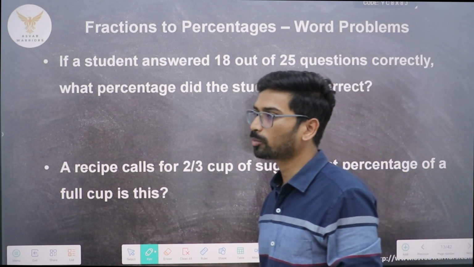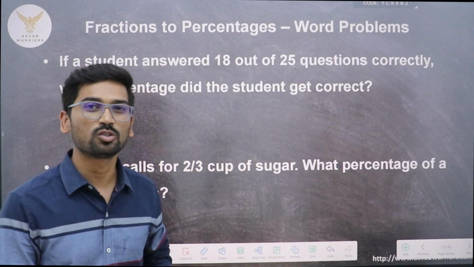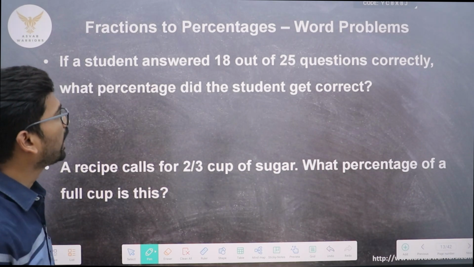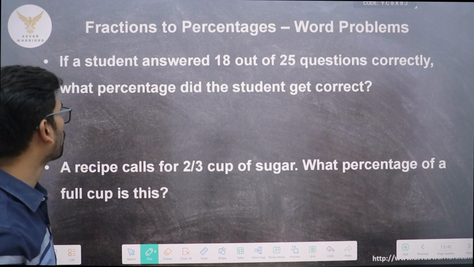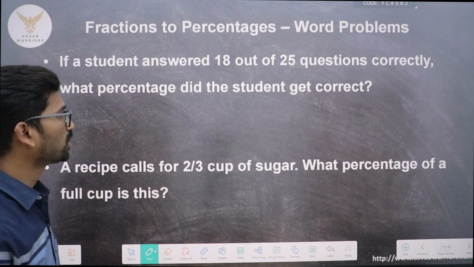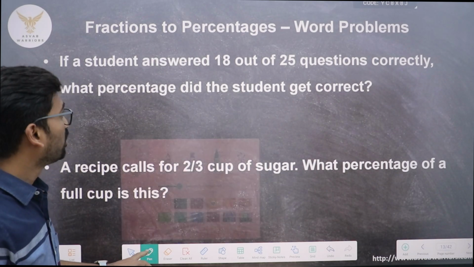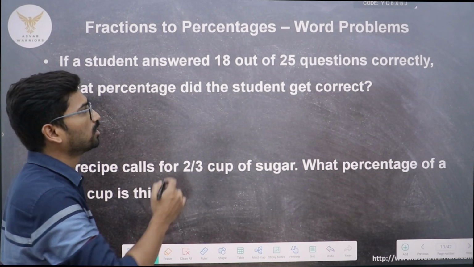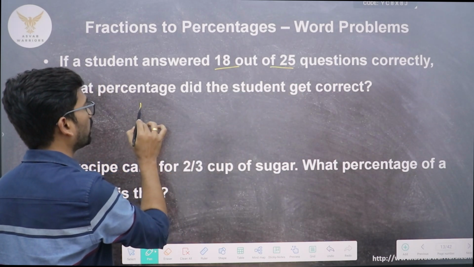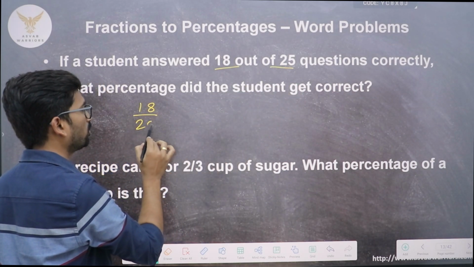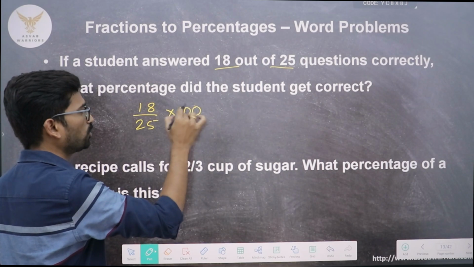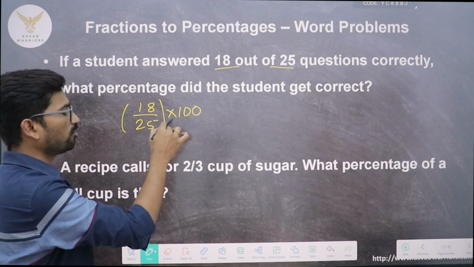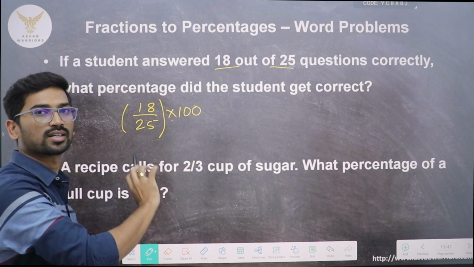Now we have word problems in which we will have to convert fractions into percentages. The first question says, if a student answered 18 out of 25 questions correctly, what percentage did the student get correct? Again we will have to frame the fraction. How to do that? 18 out of 25 means 18 parts out of 25, and we will have to multiply this ratio with 100 to get our answer as a percentage. This is a fraction, and when we multiply the fraction with 100, we get our answer in percentage.